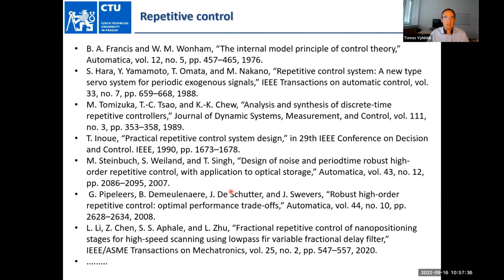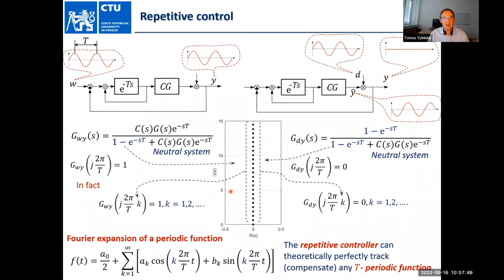The classical tool for dealing with periodic eccentricity, with periodic disturbance, is repetitive control. By repetitive control, we can either ideally follow a periodic reference, or we can perfectly compensate the periodic disturbance. I will not go too much into the basic concept, which is shown here.